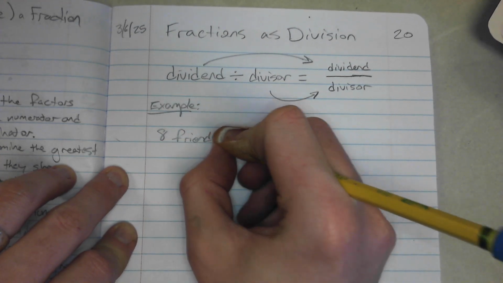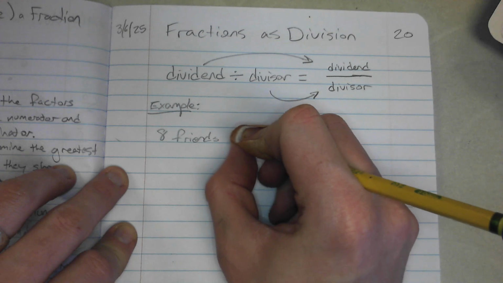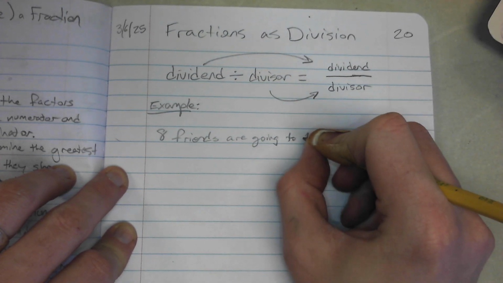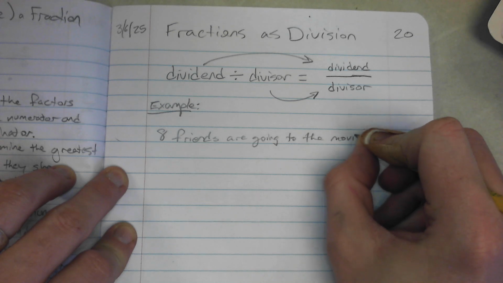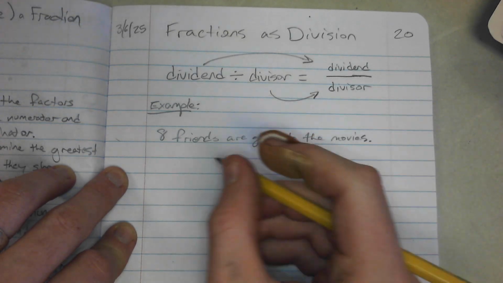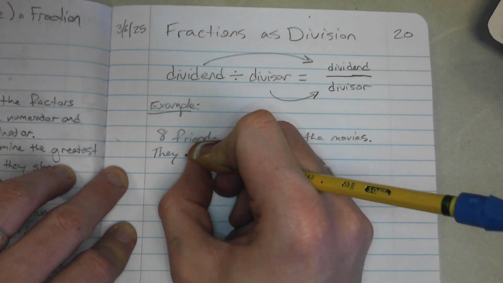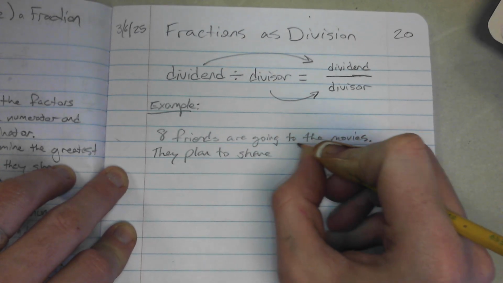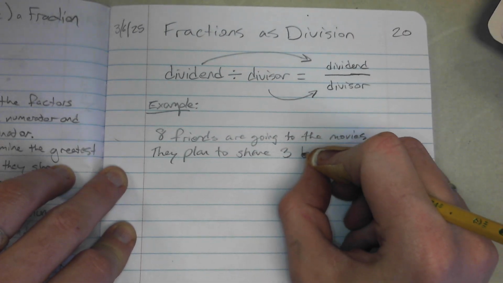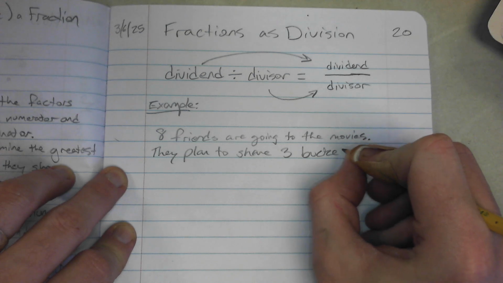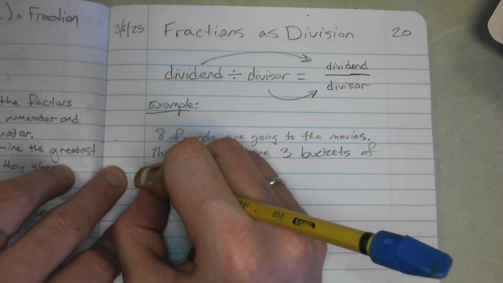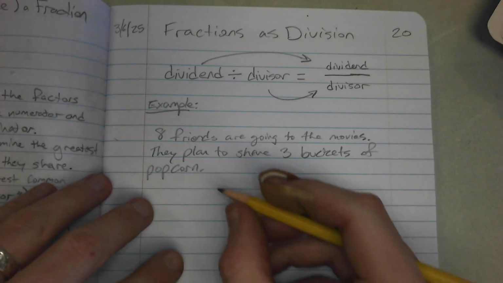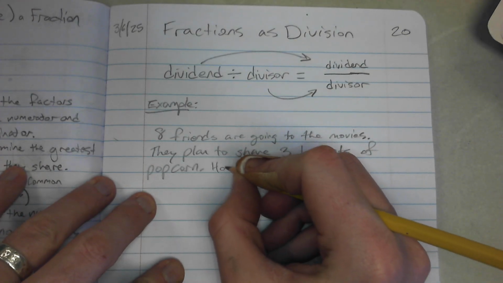Eight friends are going to the movies. They plan to share 3 buckets of popcorn. How much popcorn will each friend get?